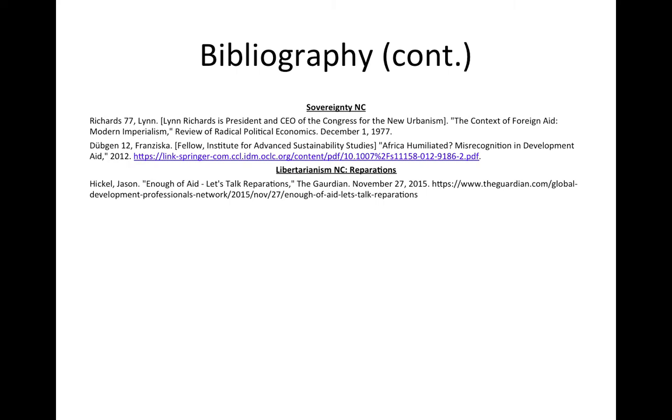And then for the Libertarianism NC, this article talks about why reparations are necessary instead of just giving aid, and that the idea of aid is incoherent because it presumes that we have an entitlement to the money that we are giving to other countries, which we do not.